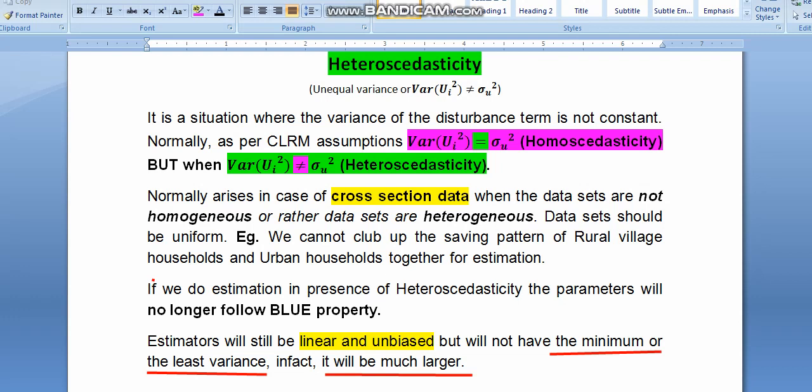I will upload one video about the consequences of estimating parameters in the presence of heteroscedasticity. But for now, just understand the summary of what heteroscedasticity is. Simply, it is non-equal or unequal variance. Remember that it normally occurs in case of heterogeneity of the data, when your data sets are not homogeneous, and then your BLUE property is violated. That means the estimators are still linear and unbiased, but the variance is not the least, or we do not have the minimum variance.